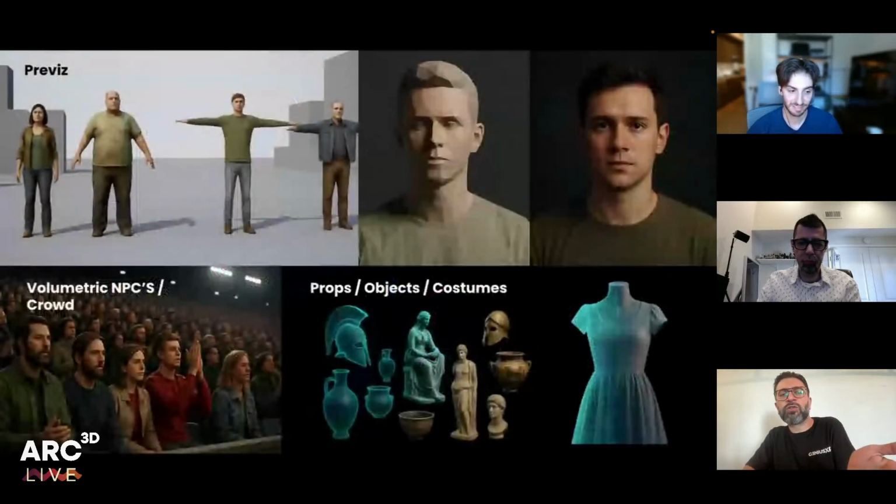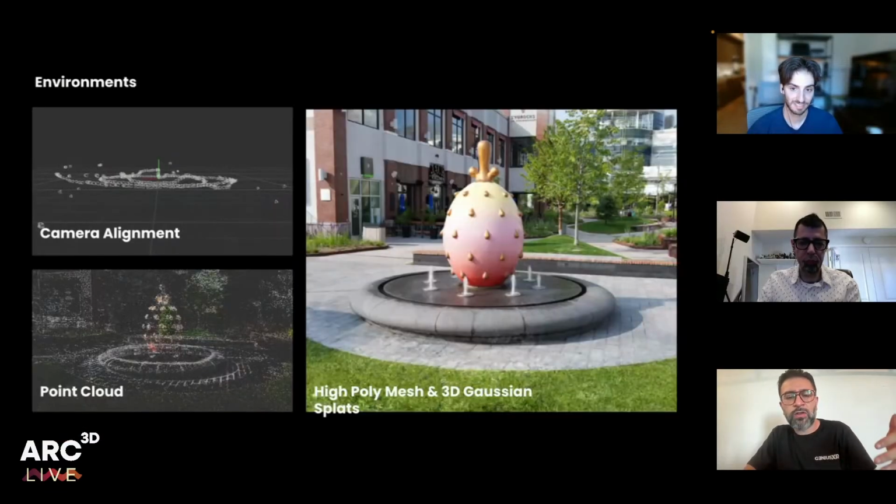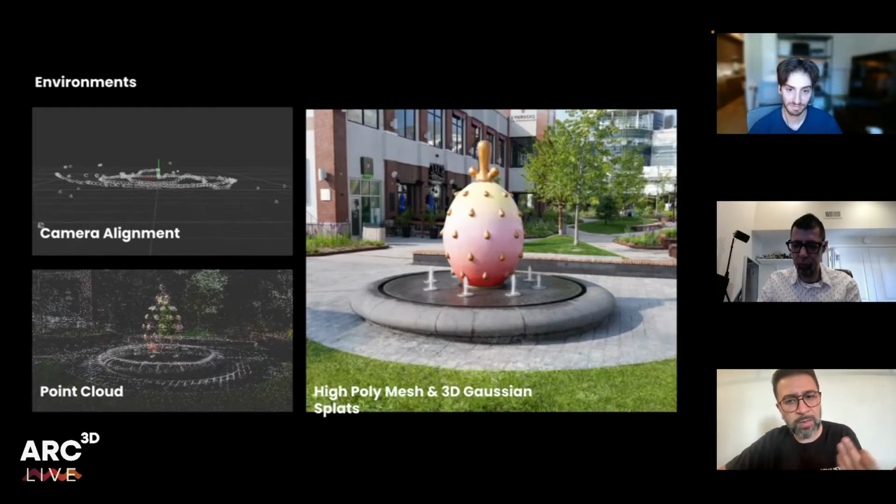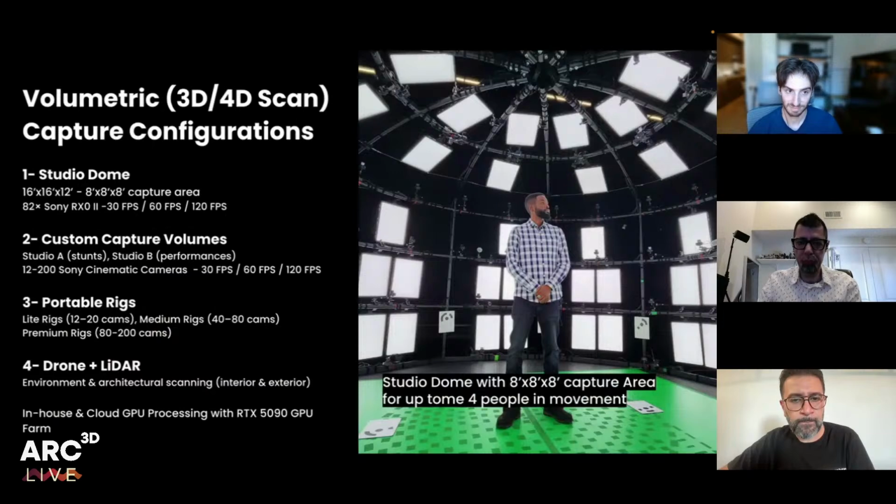So other things that we also do is previs, right? Volumetric NPCs, crowds. Coming back to environments, now it's super easy to do. So this was done with an iPhone, camera aligned, I think in Metashape or Reality Capture, and then probably PostShot or something very simple, right? This is like you could do this in a few hours by yourself. So this is a game changer.